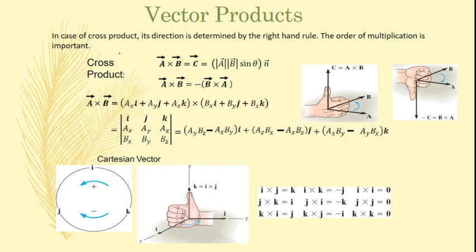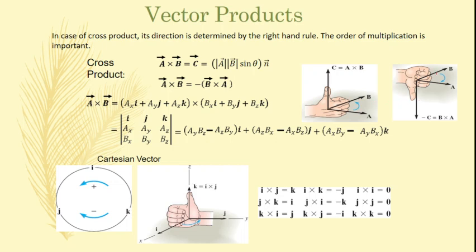Now in case of this cross product, its direction is determined by the right hand rule. Suppose we take A vector cross B vector, then the direction of this unit vector is this in this way. This is why it is the right hand rule. If we take A cross B, then the direction should be in upward direction.